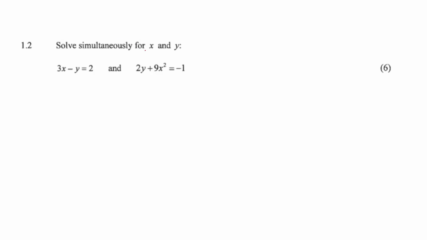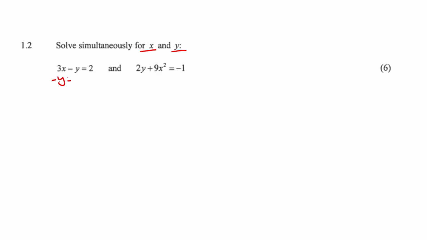Yes, a nice, juicy simultaneous equation for us to play with. So we have 3x minus y is equal to 2, and 2y plus 9x squared is equal to negative 1. So we need to isolate one of our variables. So let us isolate y. It just looks a bit easier here. You can isolate anything that you like, but always try to choose the path of least resistance.